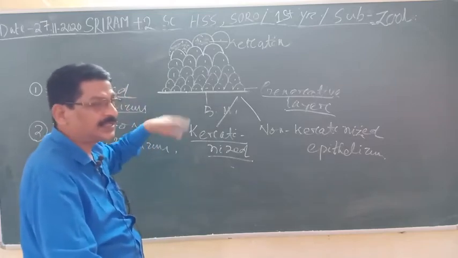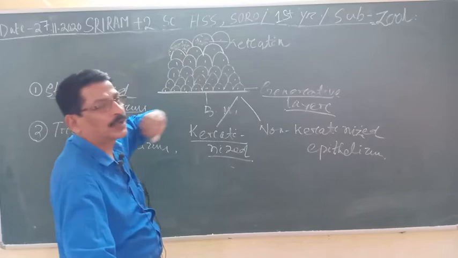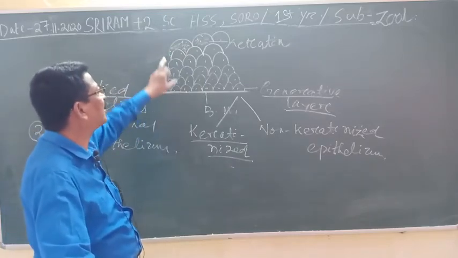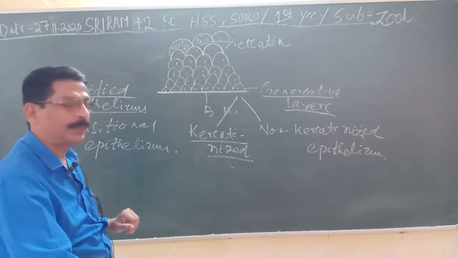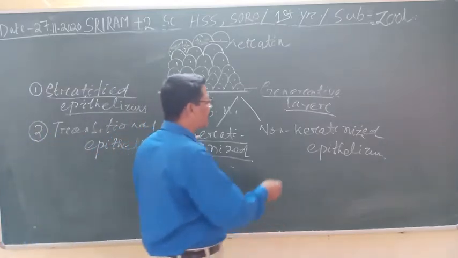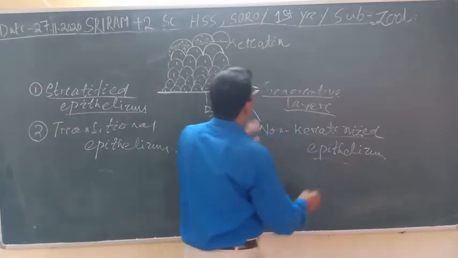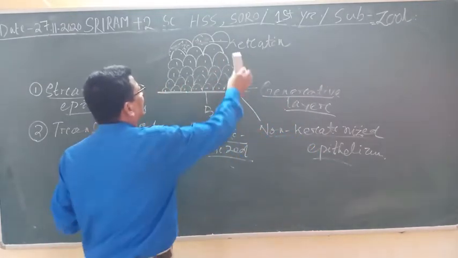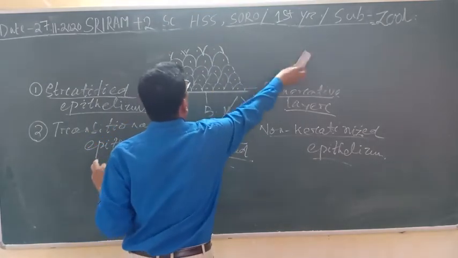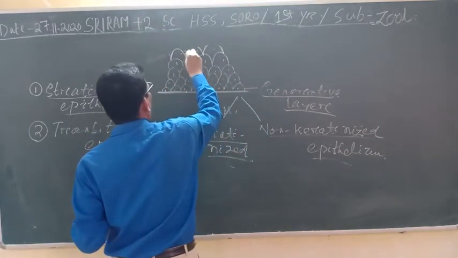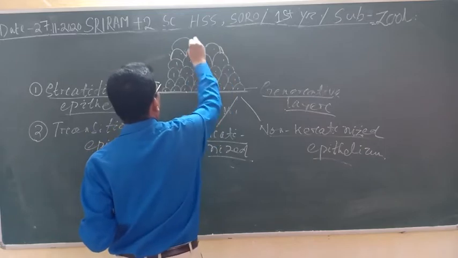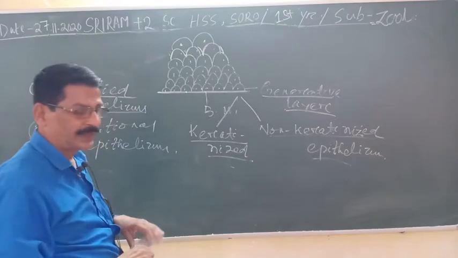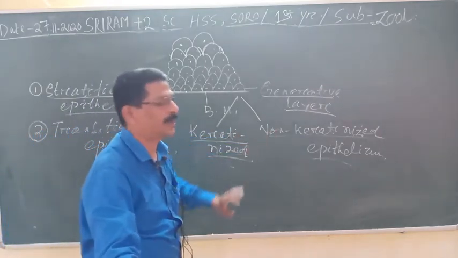Because keratin is present in the outermost layer, the stratified layer, it is called the keratinized stratified epithelium. Then you come to the non-keratinized epithelium, where keratin is absent in the outermost layer and the cells are living, with a nucleus. Clear? They are called the non-keratinized epithelium.